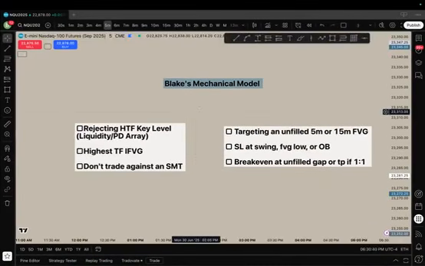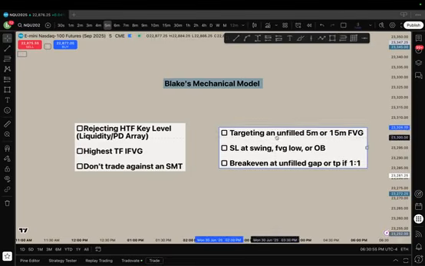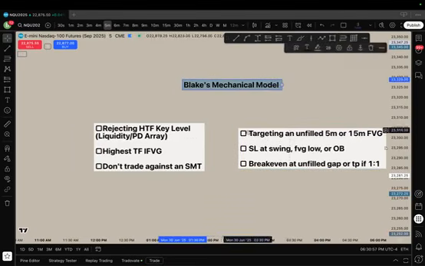Who's ready? Me. Let's get into this, all right? So, the Mech model.